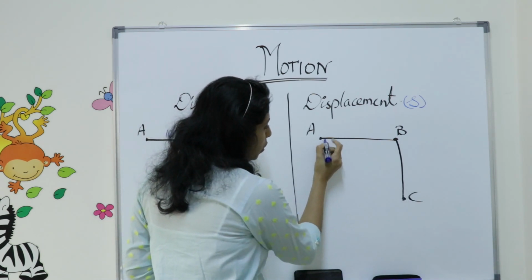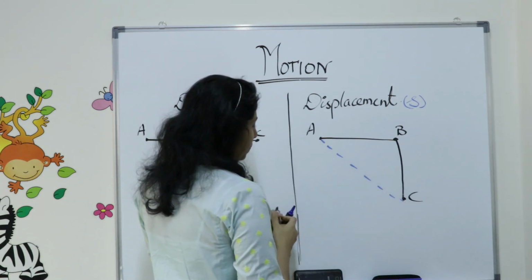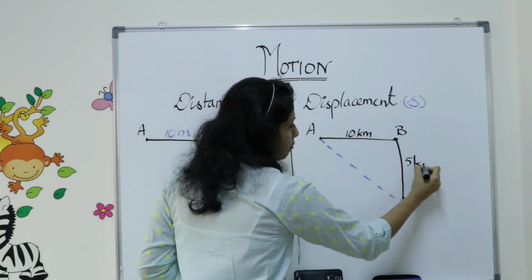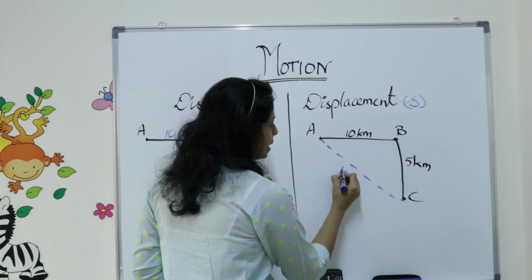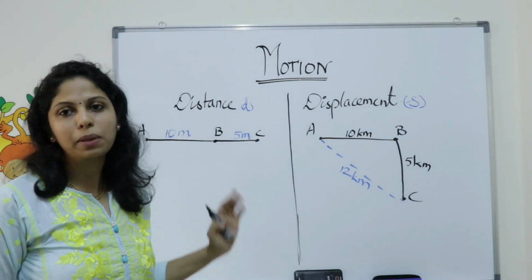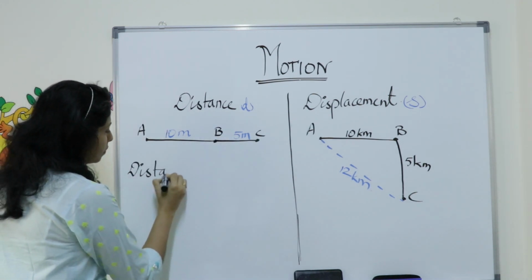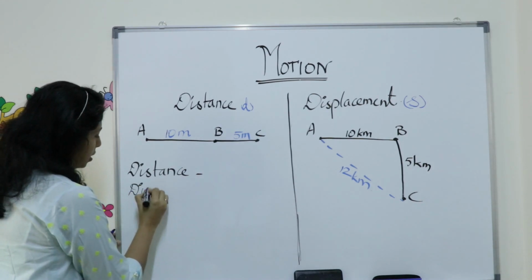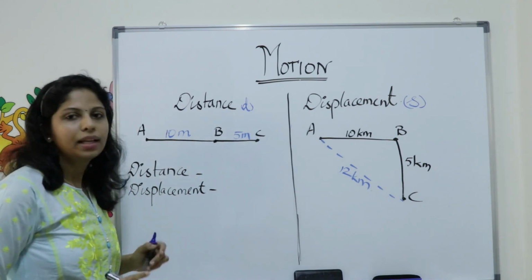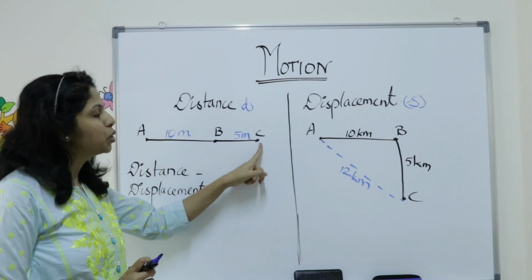And as I told you, the shortest distance is the displacement. So in this case, this is the displacement. And here let us consider this as 10 kilometers, this as 5 kilometers, and let us take this as 12 kilometers. So let us find out the distance and displacement for these examples. Distance, displacement.